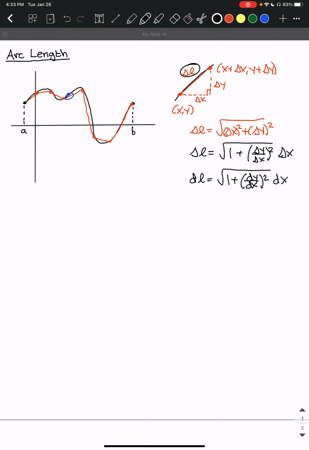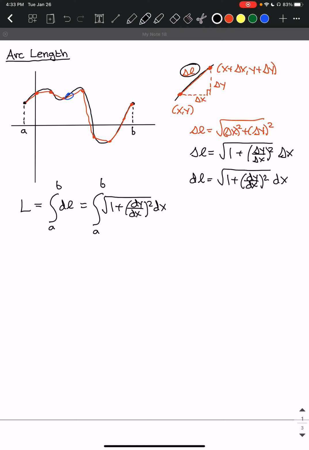And so all I need to do is sum them up over the course of the entire curve from a to b. We know exactly how to do that. So we integrate from a to b dL, which is the integral from a to b of the square root of 1 plus (dy/dx) squared dx.